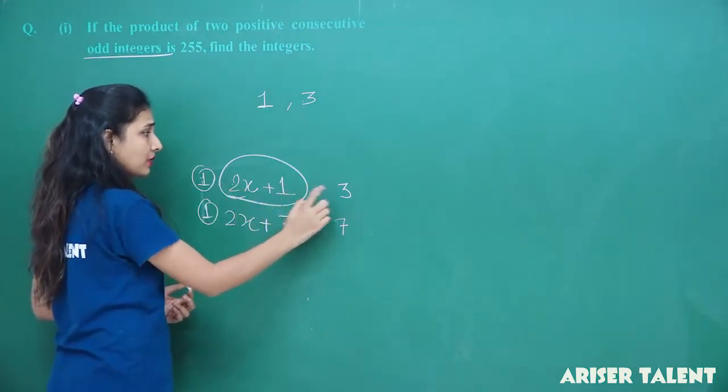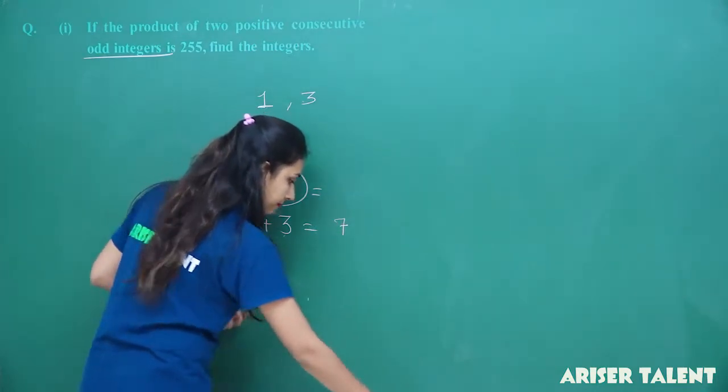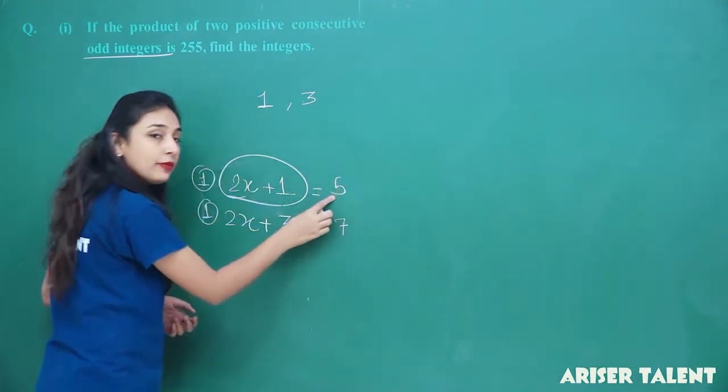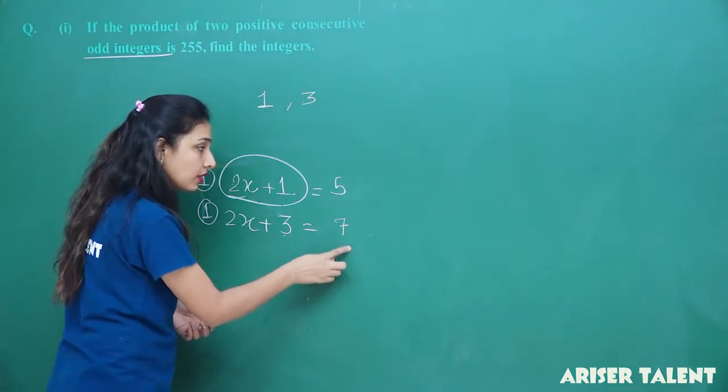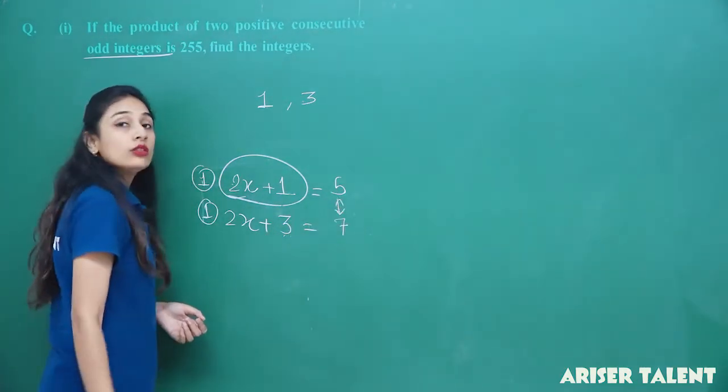2 to the 4 plus 1, that is 5. So that will be 5 and that will be 7. These are two consecutive odd numbers.